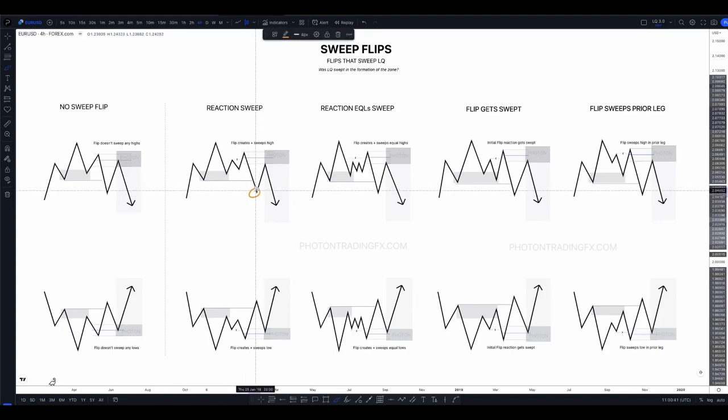You're going to be doing it at the exact same point here. The only difference is you're just asking yourself, when that flip formed there, did it sweep any liquidity to the left? Yeah, it grabbed the liquidity there. When you're here, okay, it's a flip. Did it sweep any liquidity? Yeah, it swept those equal highs.